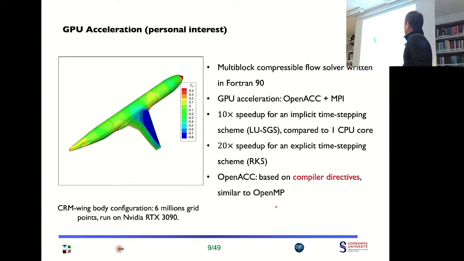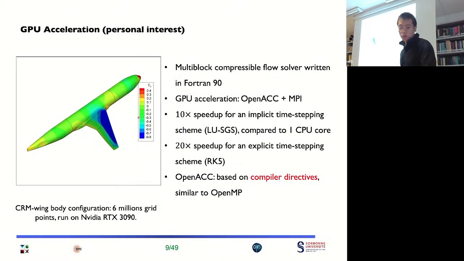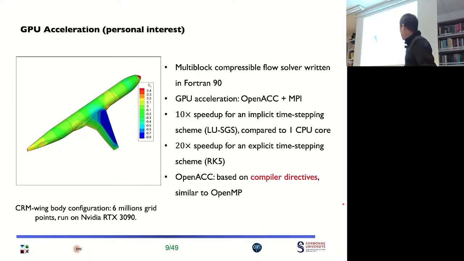I was also interested in GPU acceleration, and I have successfully ported a legacy compressible solver to GPU by using OpenACC. The figure on the left shows the result for a wing body configuration obtained with the solver run on a GPU. OpenACC is a high-level language based on compiler directives, similar to OpenMP and user-friendly. And if you want to port some large legacy codes to GPU, OpenACC may be a good starting point.